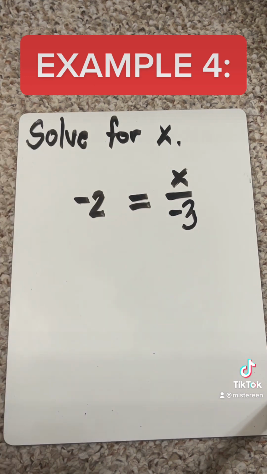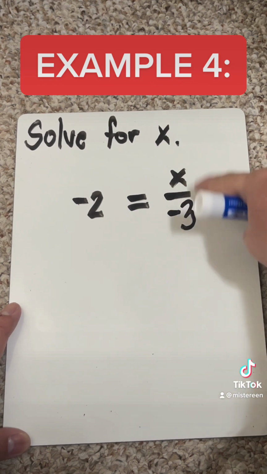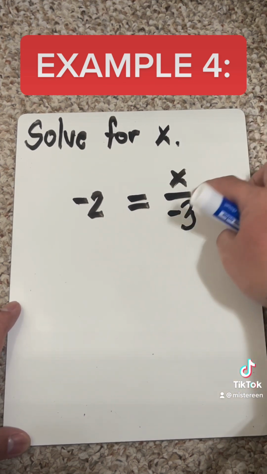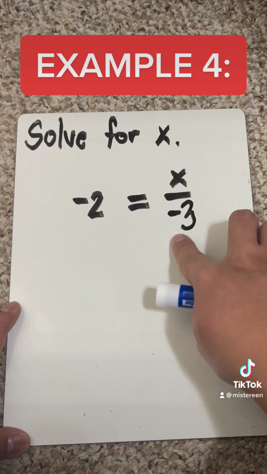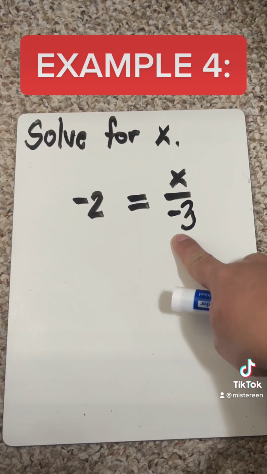Alright, so our final example is negative 2 equals x divided by negative 3, and we will solve for x. Again, to solve for x means we only want x in here. So I need to remove this negative 3. I see that the operation there is division, divided by negative 3. So remember, to undo a division is to do a multiplication. Here's how you do the multiplication.